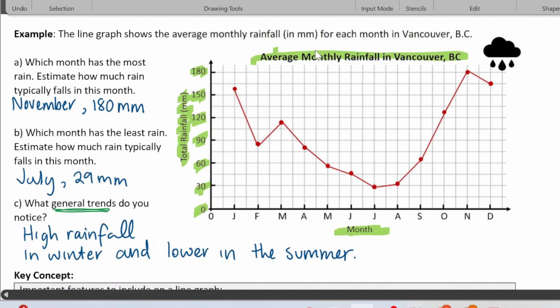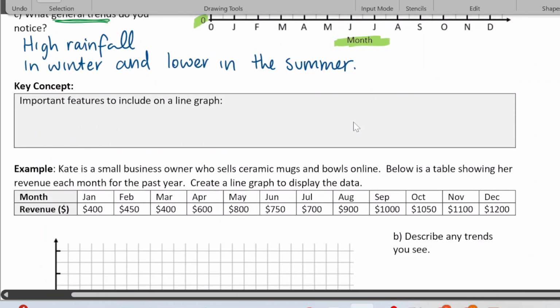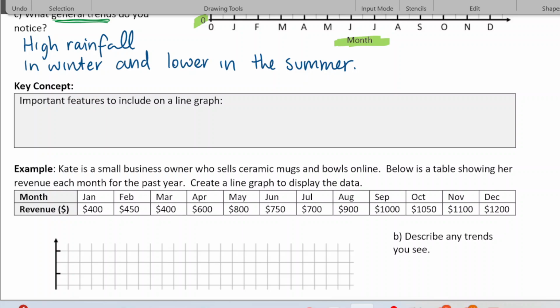Okay, so let's go ahead and do that here. Now let's write those things down. So we need a title. We need labels, include units where possible. We need a consistent scale, right?